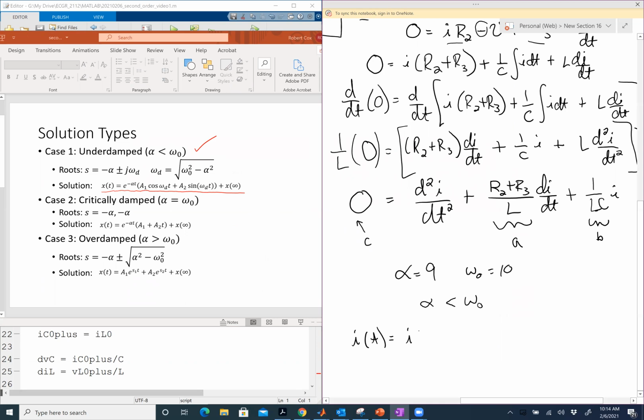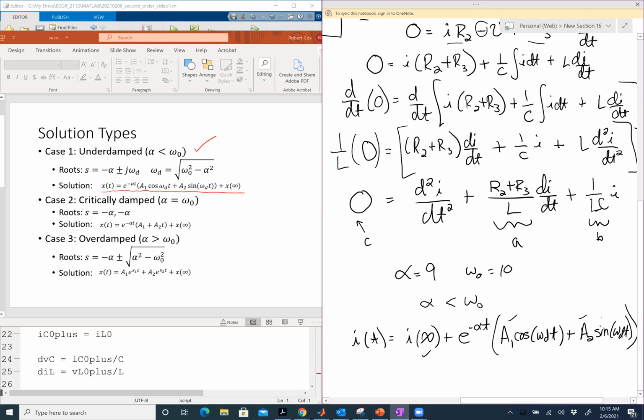I of infinity plus e to the negative alpha t times A1 cosine omega d t plus A2 sine omega d t, like that. All right, now it's my job to figure out at this point, what is I of infinity, what is A1, and what is A2?